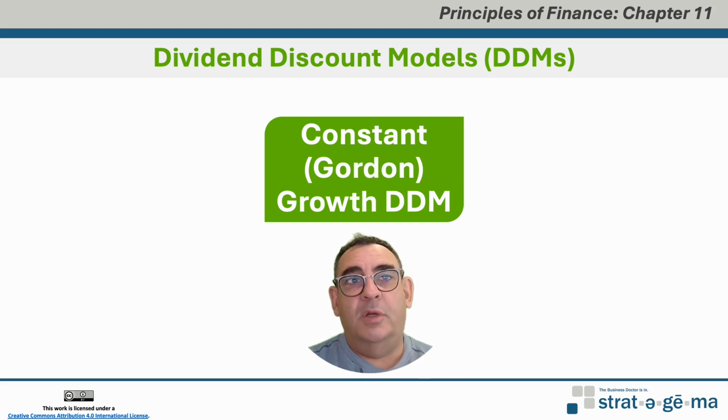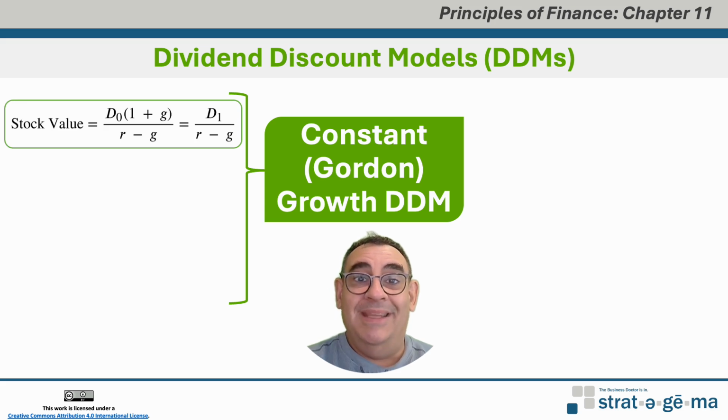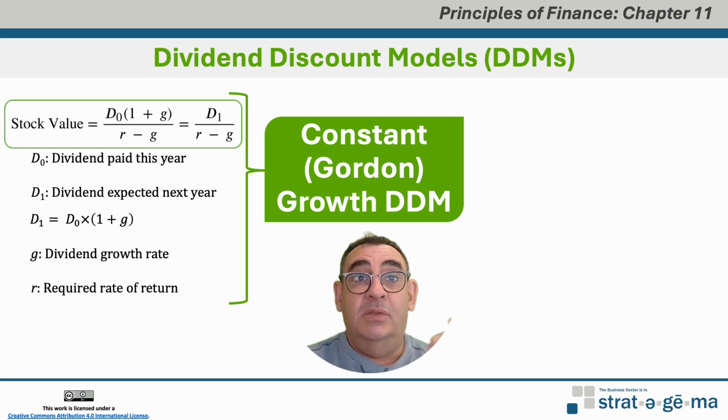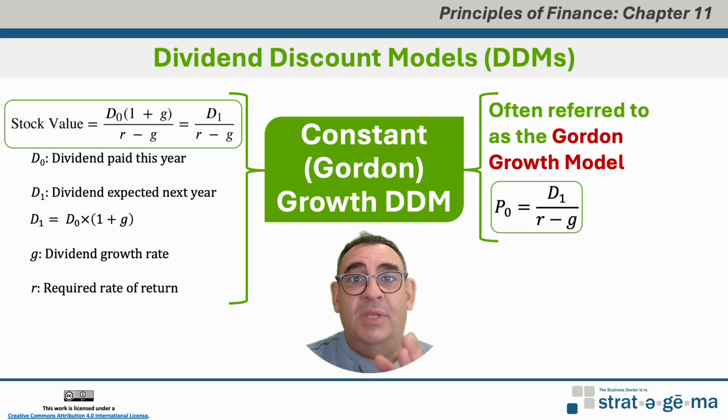So the constant growth model determines the stock value to be equal to the dividend at time zero, so D0, the current dividend, times 1 plus G, where G is the growth rate, divided by R minus G, where R is the required return. So D0 is a dividend that's just been paid this year, the most recent dividend. D1 is the next dividend. So D1 is equal to D0 times 1 plus the growth rate. G is the growth rate and R is the required rate of return. So if we take that numerator where we have D0 times 1 plus G and say that that's equal to D1, this gets us to a formula of P0 equals D1 divided by R minus G, and that's the Gordon growth model.